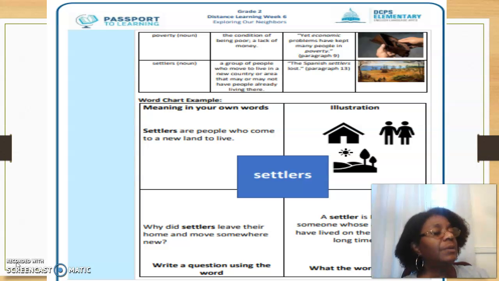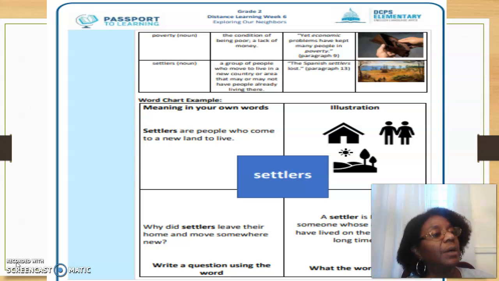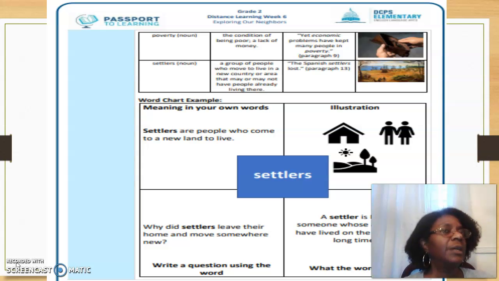Last vocabulary word, settlers. That is also a noun. A group of people who move to live in a new country or area that may or may not have people already living there. The sentence is, the Spanish settlers lost. There's a picture of people coming in ships to a new place. Around Thanksgiving you might see pictures of pilgrims and Indians. Well, the pilgrims were the settlers. The pilgrims were the ones that came from a foreign country into a new land to settle. All right.